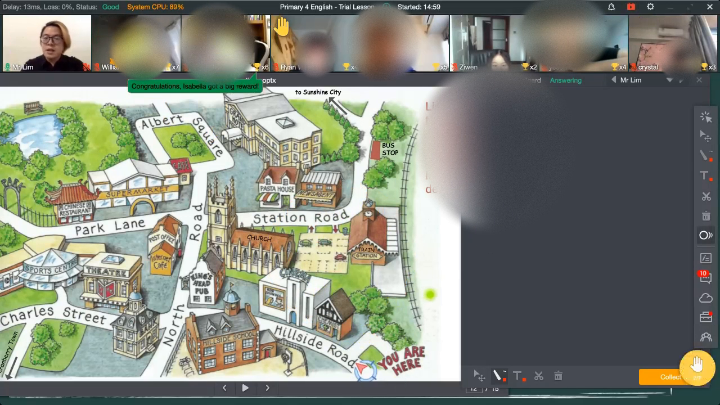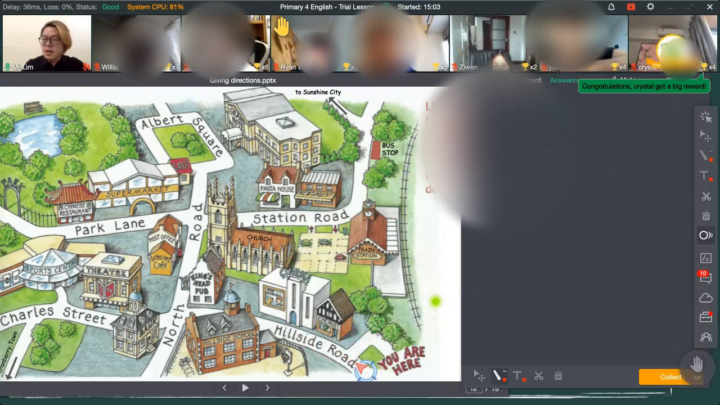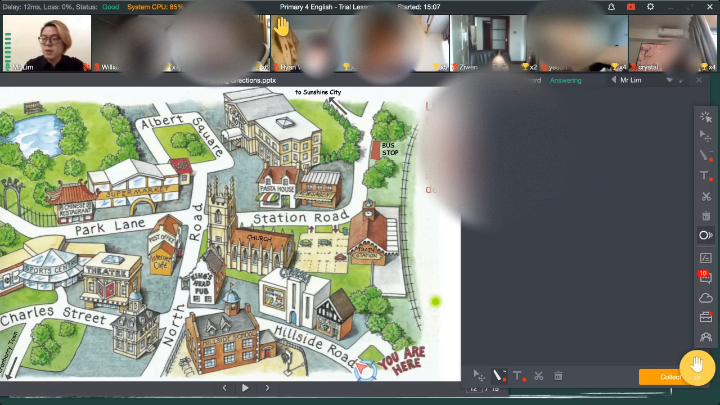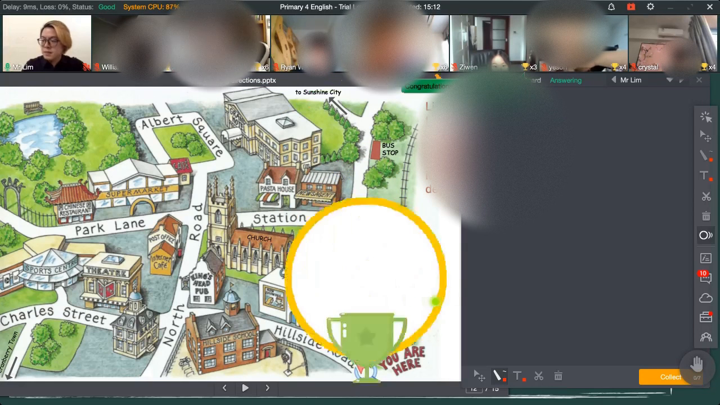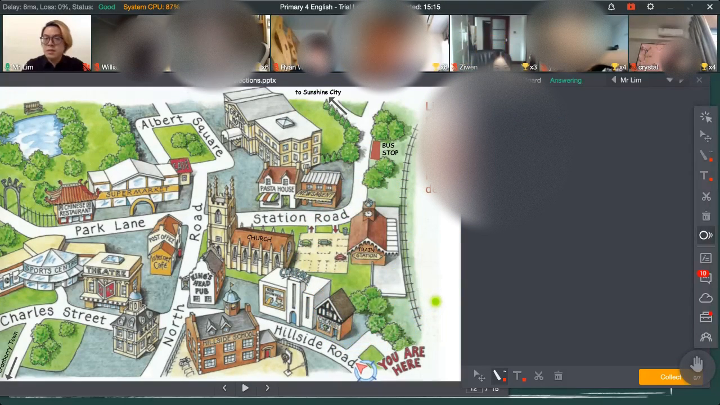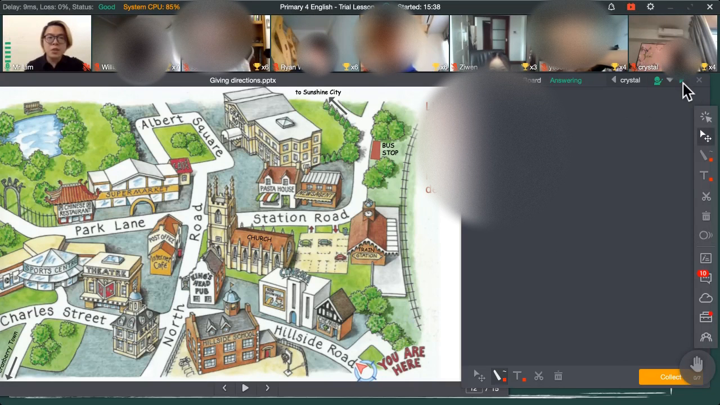Okay, we are going to start. The first direction I'm giving you is walk along Hillside Road until you see the pub. Make a right turn into North Road. Walk straight ahead. Take the first right into Station Road. Walk past the pasta house. Your destination is the building on the left. All right, could you please write your answer right now? What is the building that I'm directing you to?